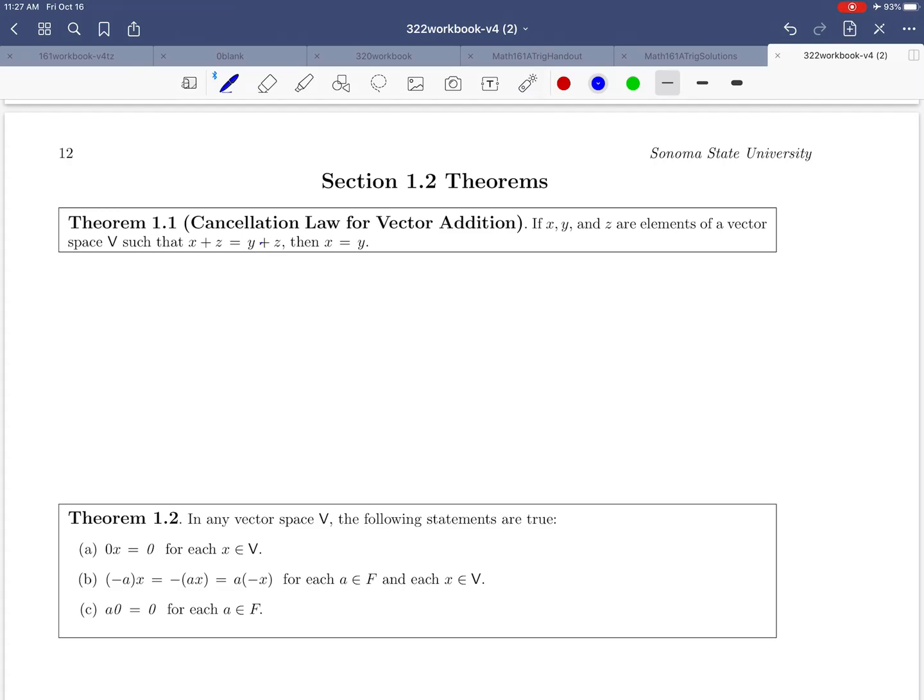Hello everybody, and welcome to page 12 of the workbook. And in this video we're going to start talking about some of the theorems from section 1.2.